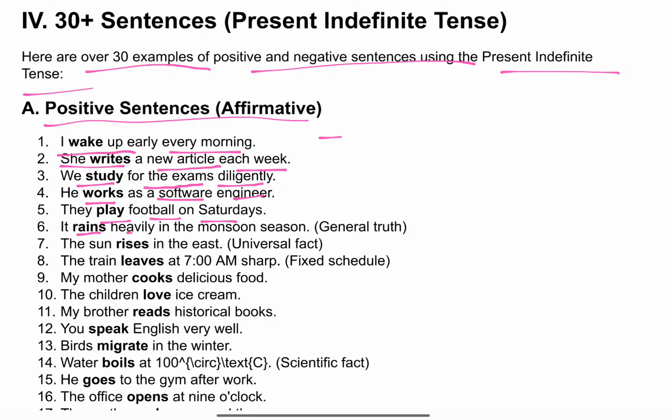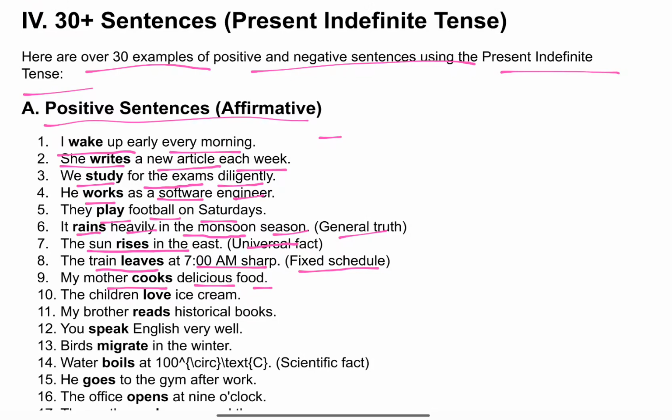It rains heavily in the monsoon season, because it is a general truth. During monsoon, June, July, August and September, there is very heavy rainfall. The sun rises in the east, a universal fact, very important. I initially told you to use these sentences for universal purposes and universal facts, general truths, and daily routine. The train leaves at 7 a.m. sharp, a fixed schedule. My mother cooks delicious food.